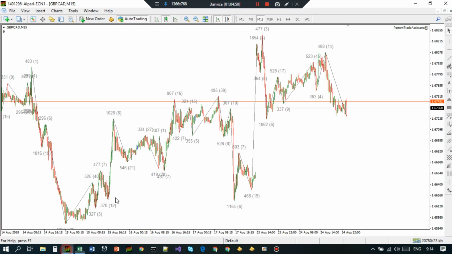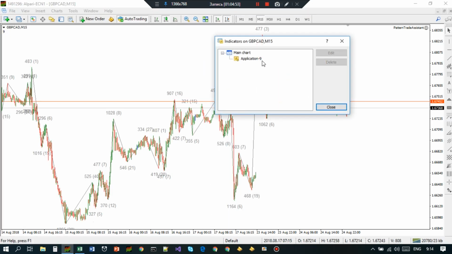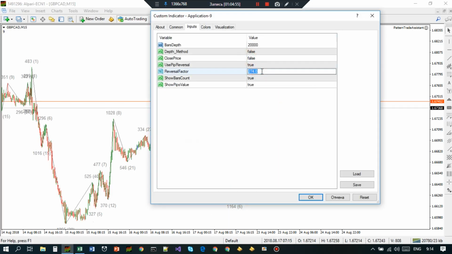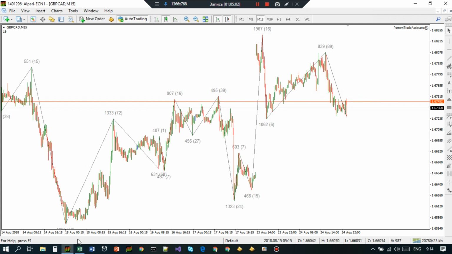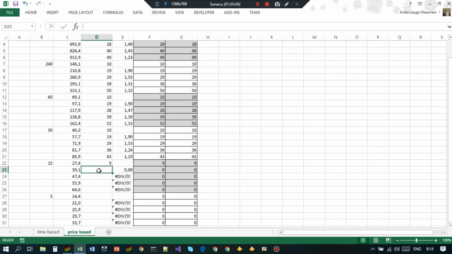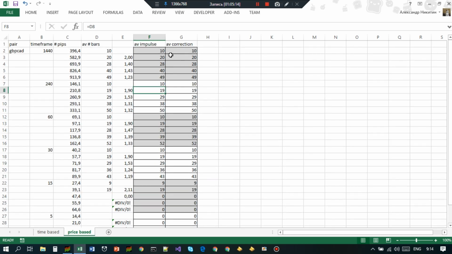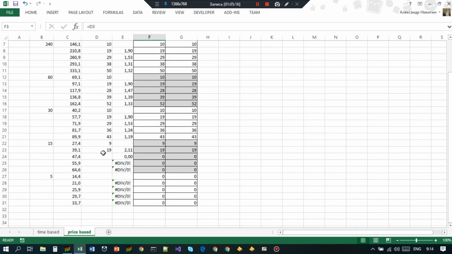Okay. 39.1. 19.9. 19 candles. Okay, this 19 is kind of interesting. 19 here, 19 here, 19 here, 19 here, and 20. This one is very, very stable. 19 candles.